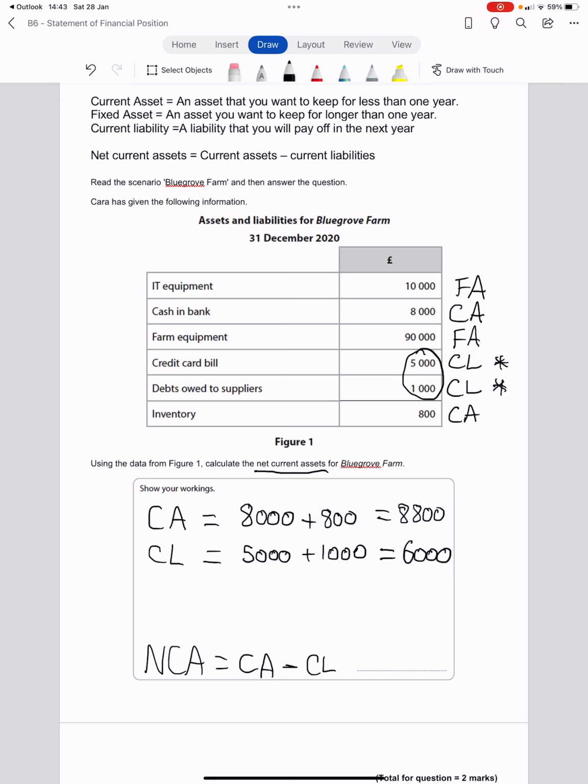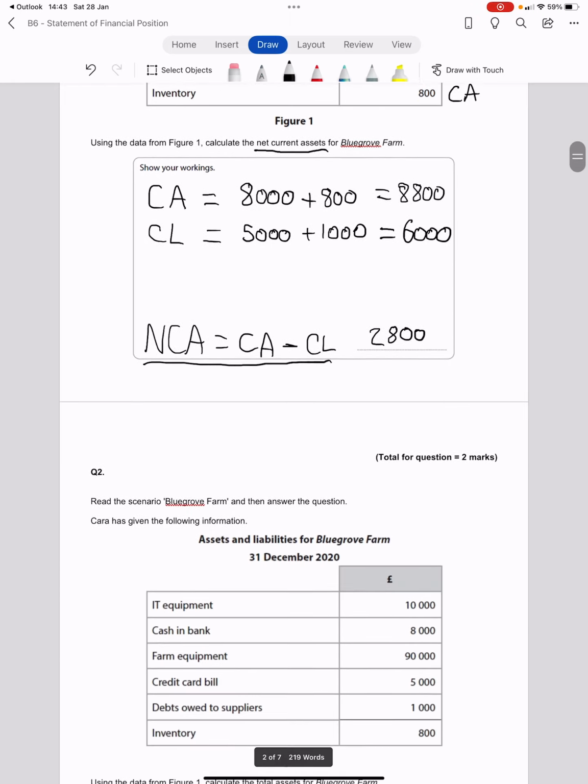So now all we need to do is follow this formula. Our net current assets is equal to our current assets minus our current liabilities, and that's going to give us £2,800. So for this one, we can ignore the fixed assets because we don't need them to calculate net current assets. So let's move on to the next one.